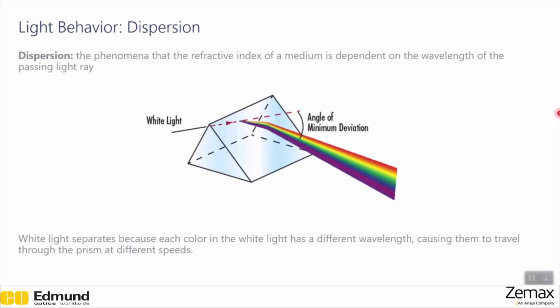Dispersion is the phenomenon that the refractive index of a medium is dependent on the wavelength of a passing light ray. This can be demonstrated through shining white light through a prism. When we do this, we can see the multiple colors of the white light being separated, and this is due to each of those wavelengths traveling through the prism at a different time interval.